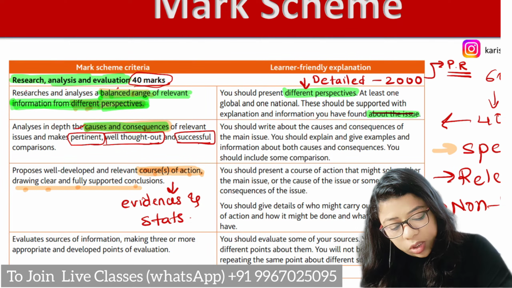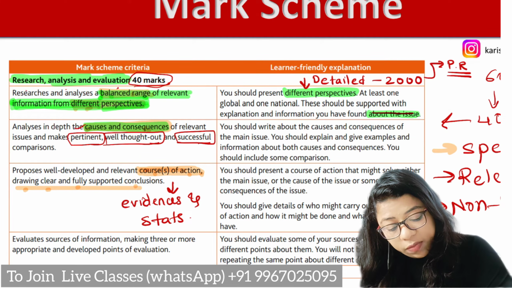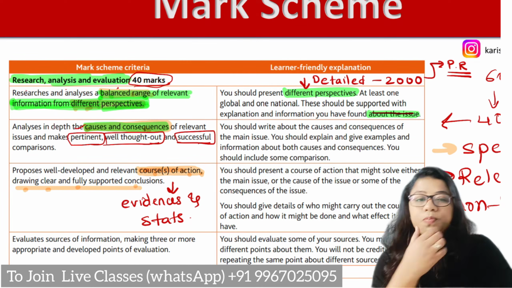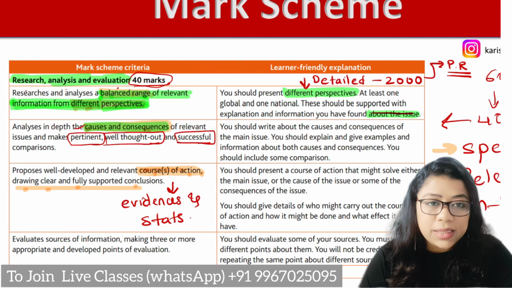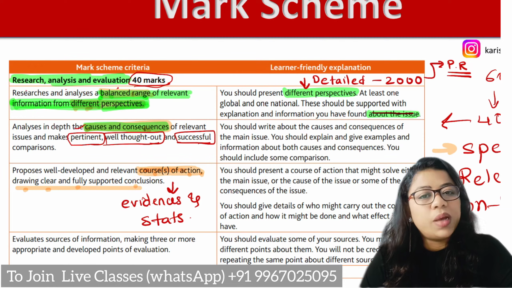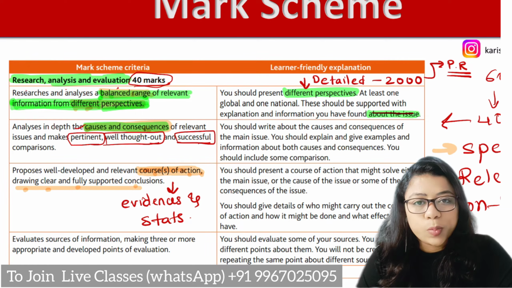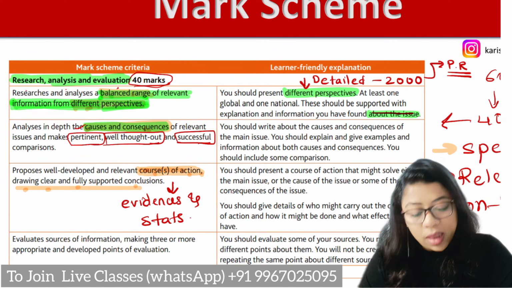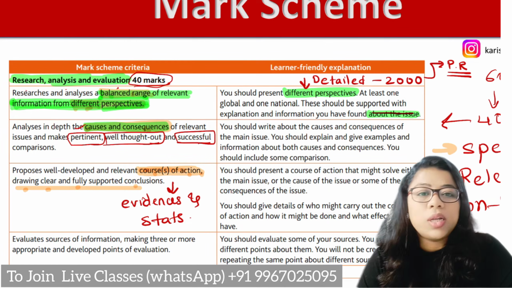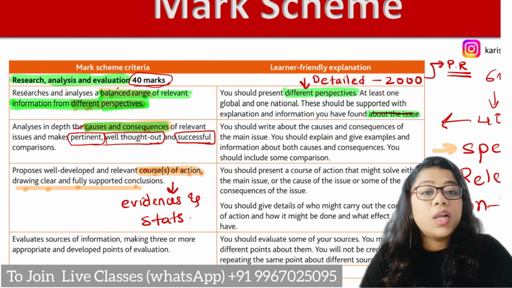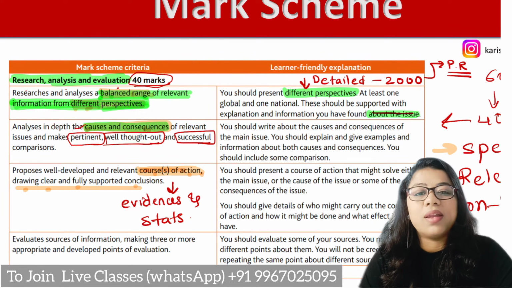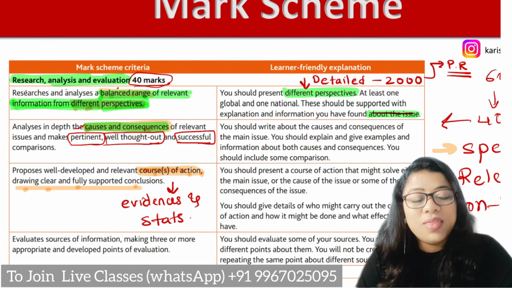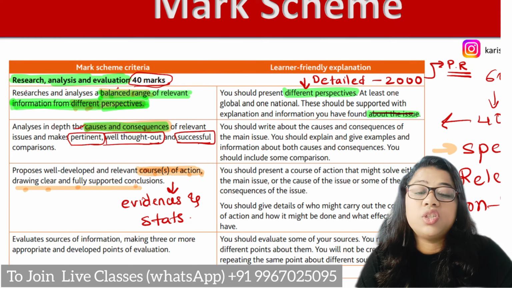Evaluate source of information, making 3 or more appropriate and developed points of evaluation. As I mentioned at the start only, write down all the points in detail. Once you do that, figure out the best ones, elaborate on those points, give your perspective and personal responses on those points, and then also, so what is the meaning of developed point? When I say developed, it is nothing but well thought, evaluated, analyzed and described point. That can only happen if you're following the strategy that I just shared.